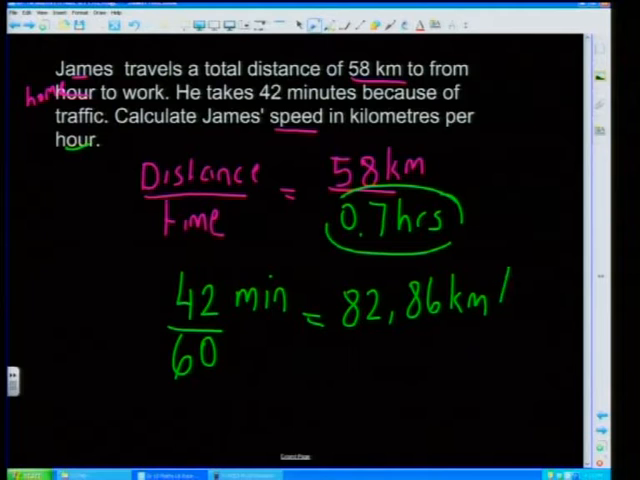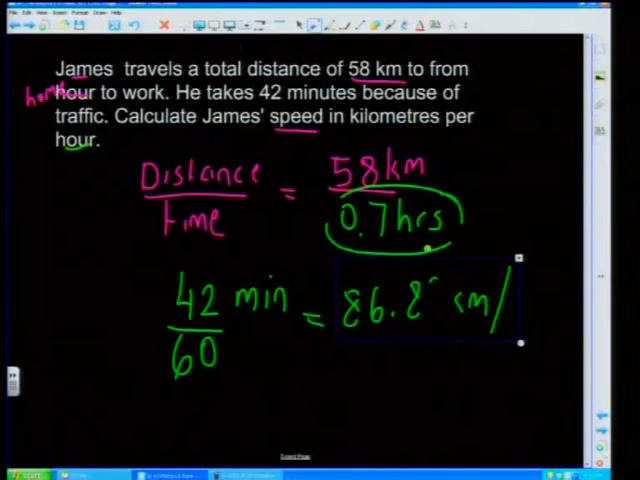He's traveling at 82.86. Let's try that again. Having a little bit of a dyslexic moment. 82.86 kilometers per hour. He's traveling fairly fast.